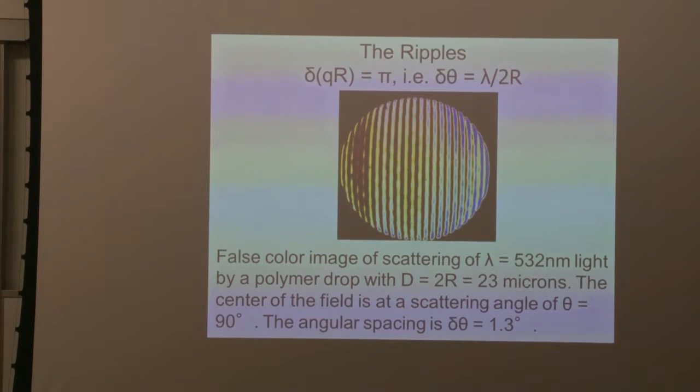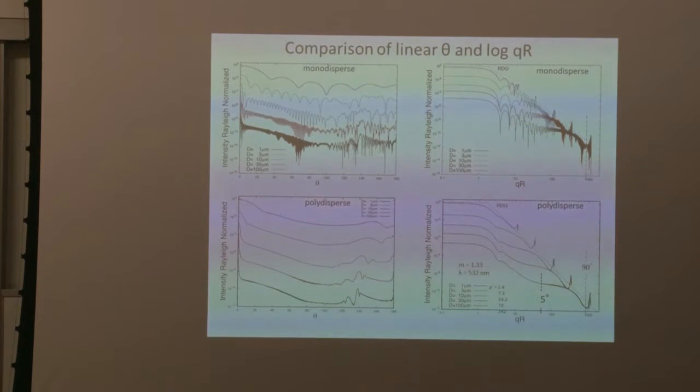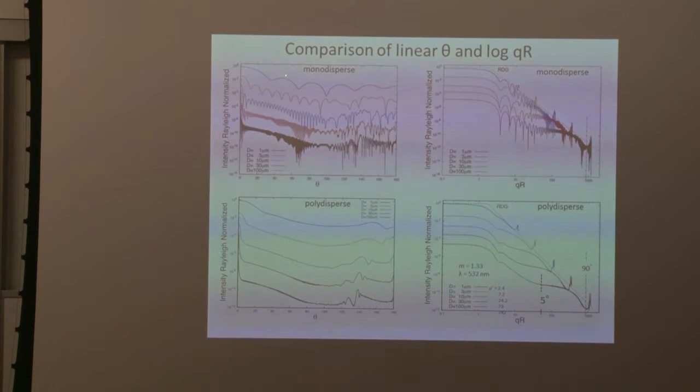Well, one slide on the ripples. Right? You can kind of see it coming here. Here's a 1 micron particle. See the ripples? Next is 3, next is 10. Oh, they're getting closer together with size, right? Turns out those ripples are spaced by lambda over the diameter. That's a nice result.